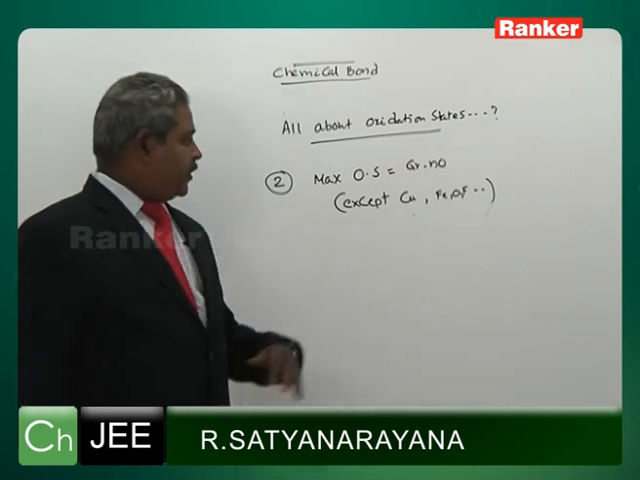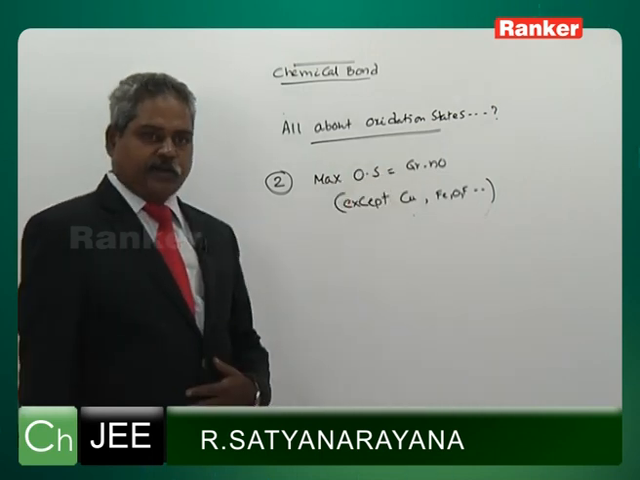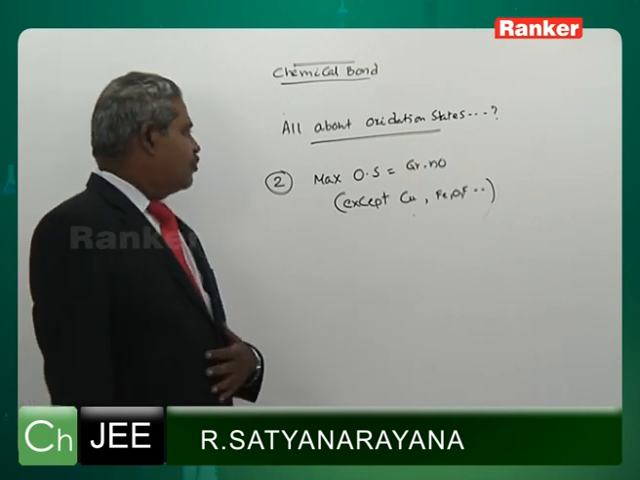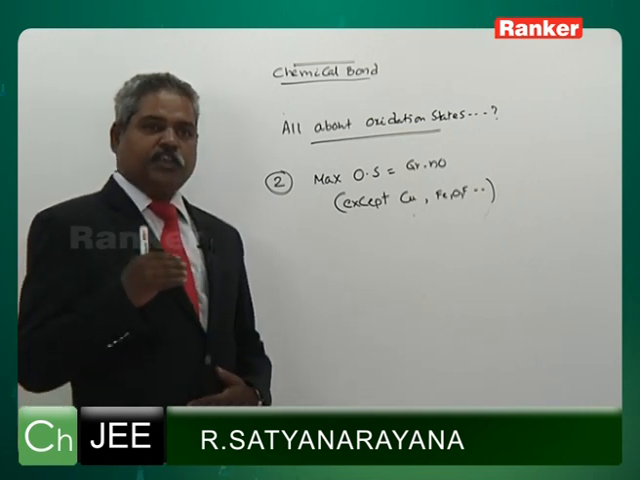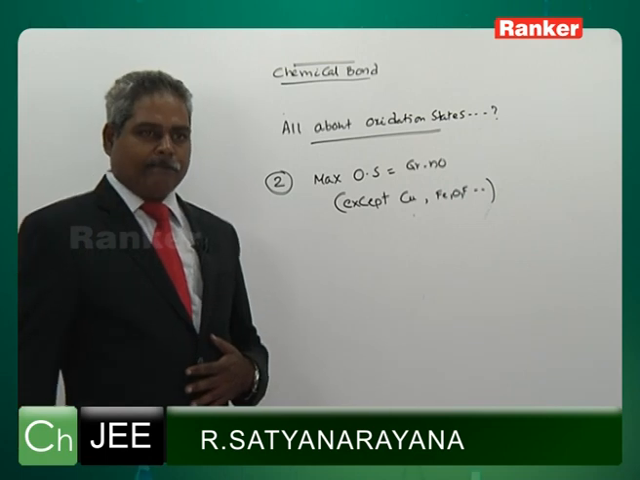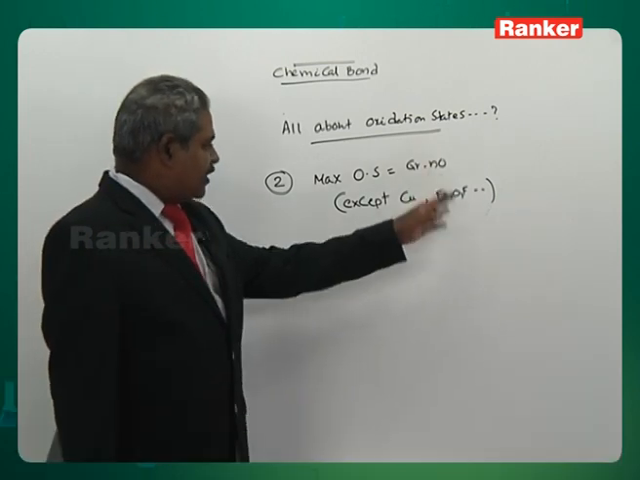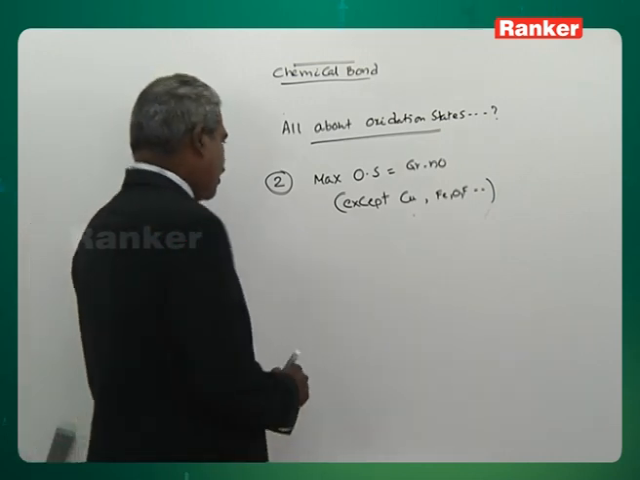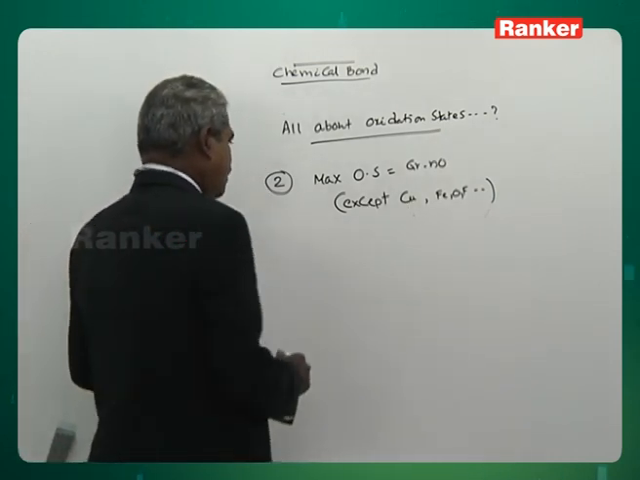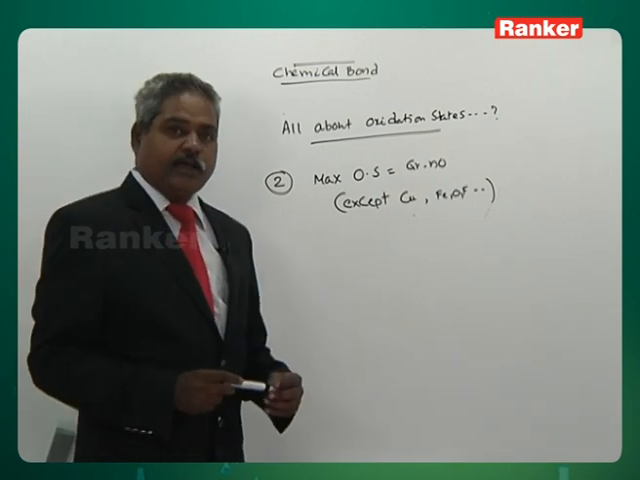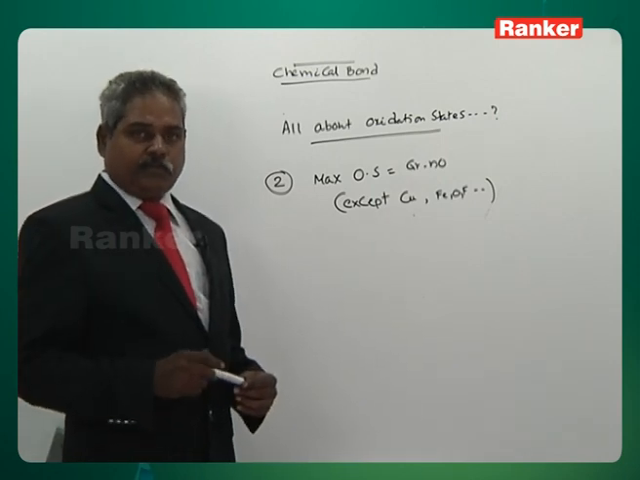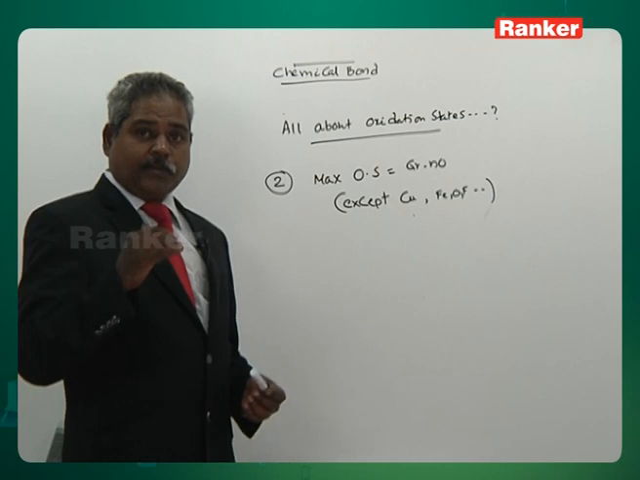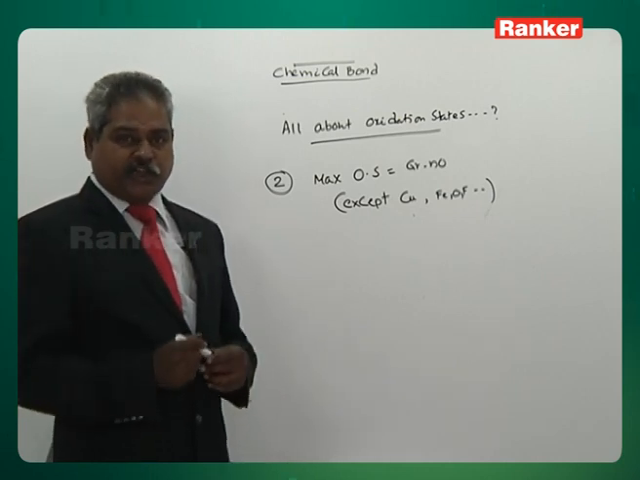So, if it crosses the limit, then you can say it is an exception. Maximum oxidation state cannot exceed the group number. Oxygen could exhibit up to plus 6, but it doesn't, that is a different matter. But copper is definitely an exception, because copper belongs to 1B and it cannot go beyond plus 1 according to this rule, but copper indeed exhibits the plus 2 oxidation state.